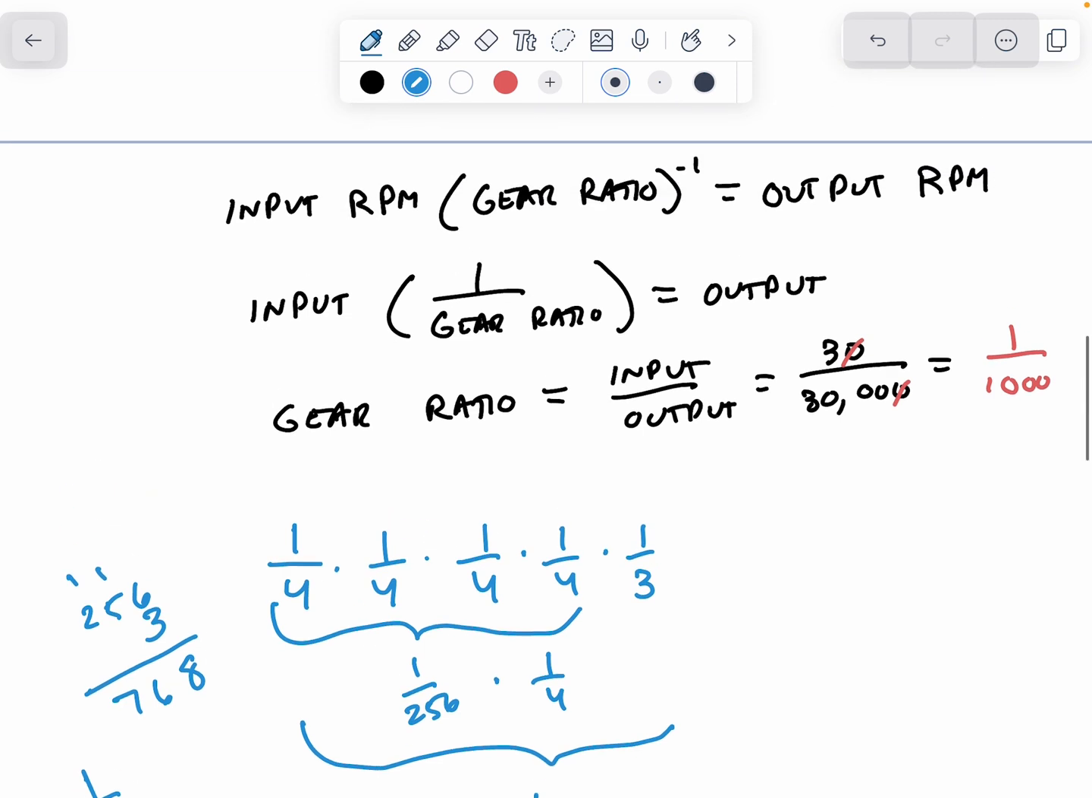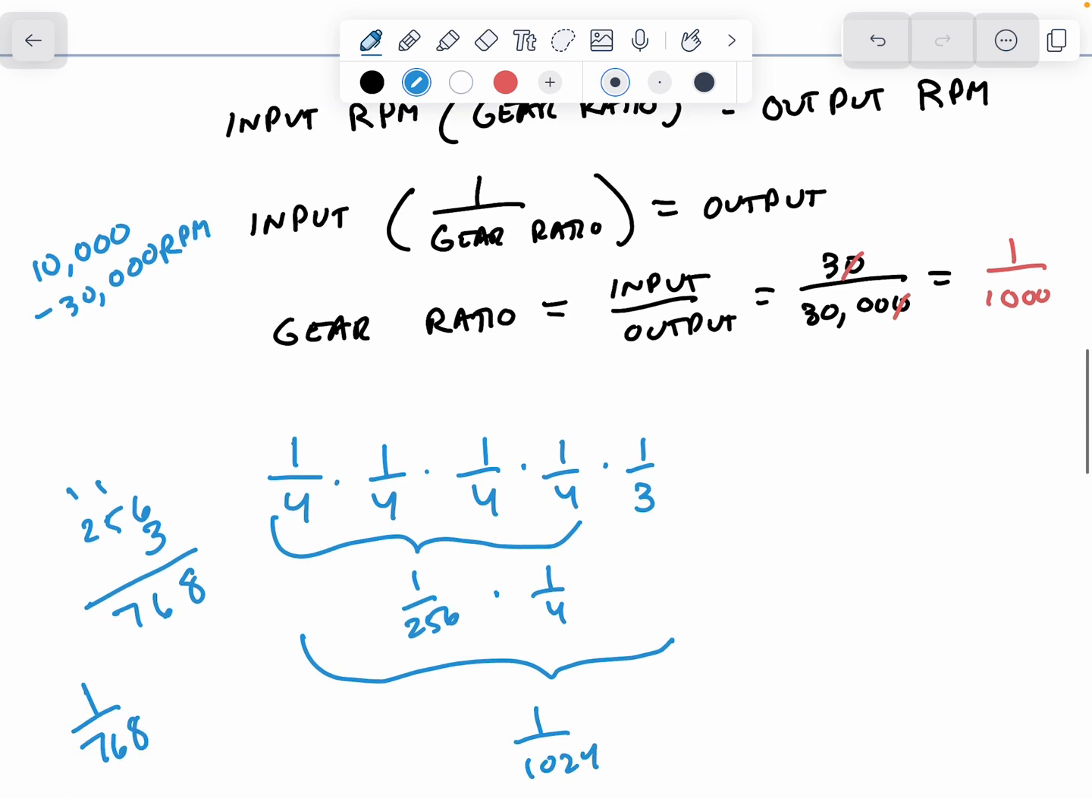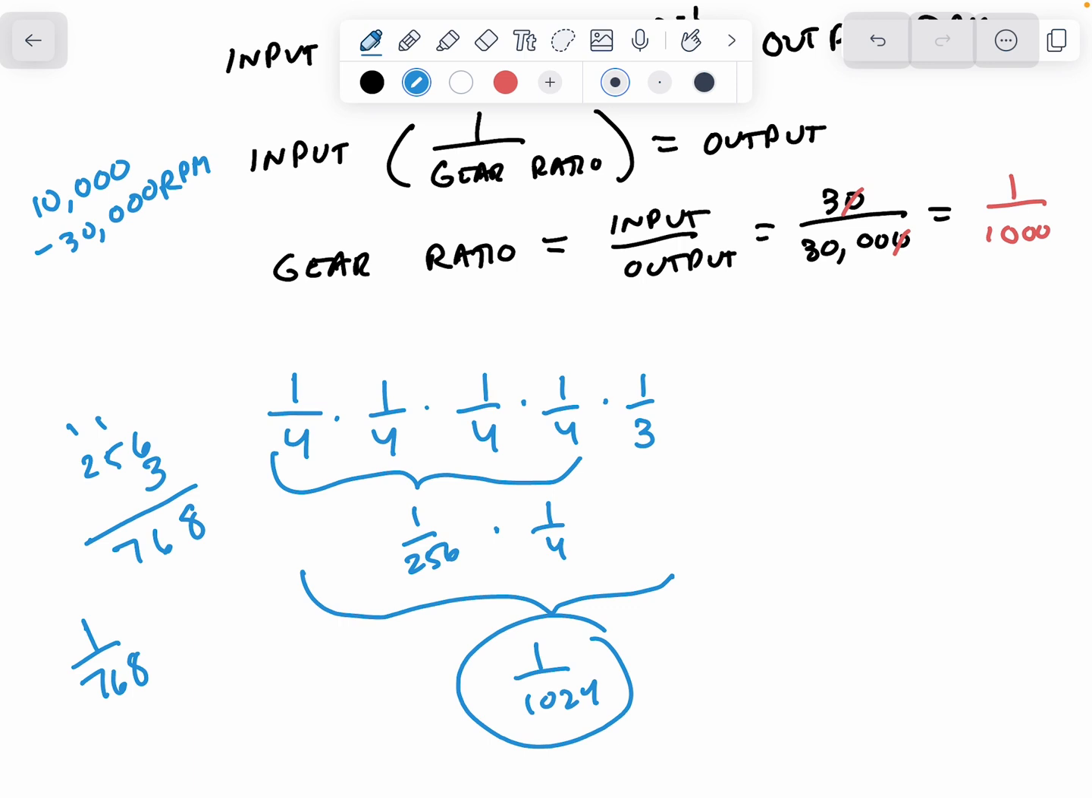Now keep in mind also that blenders are typically from 10,000 to 30,000 RPM. Given that, if we do a ratio of 1 to 1,024, that's going to bump us over the 30,000 RPM. So you might want to choose the 1 to 3, because that would give us a different result.